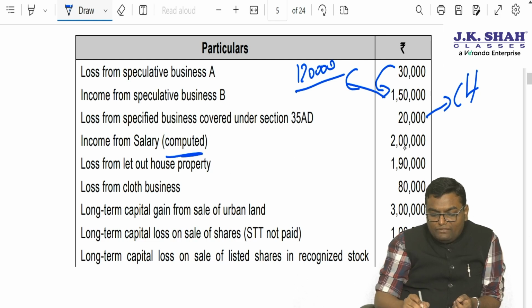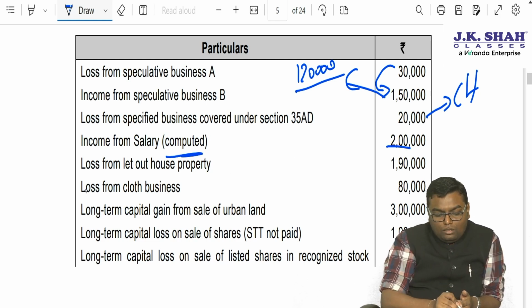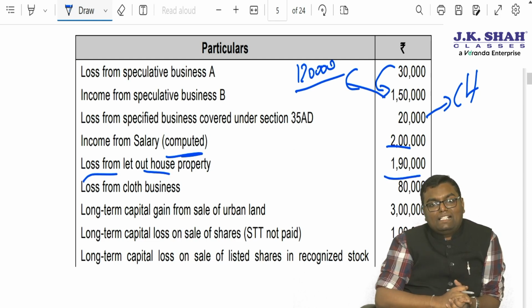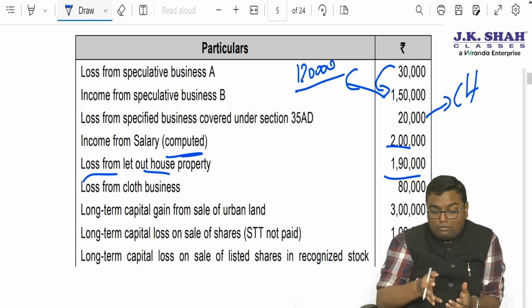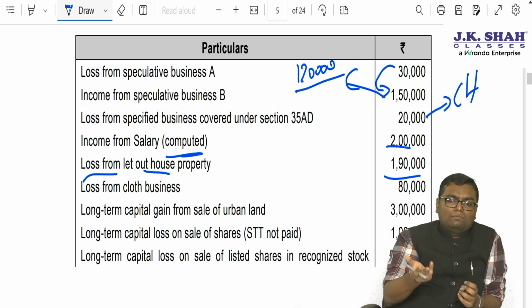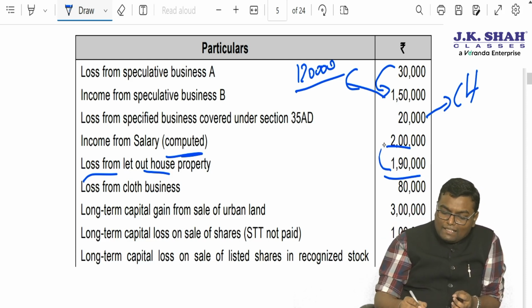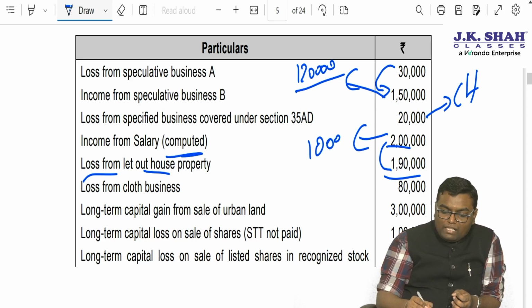Income from salary which is computed, that is after 50,000 standard deduction, is 2 lakh. Loss from let out house property is 1,90,000. House property loss can be set off against salary income because the person is not following 115. So I can set off. Maximum which I can set off is up to 2 lakh. This is still 1,20,000. So I will set off the same, and my salary income will be remaining only 10,000.